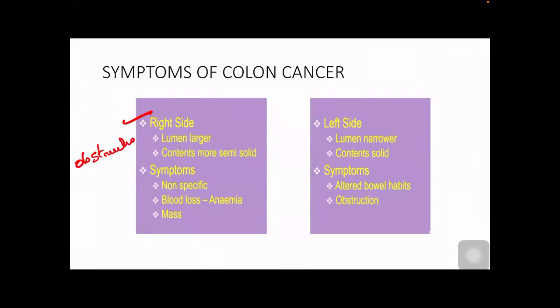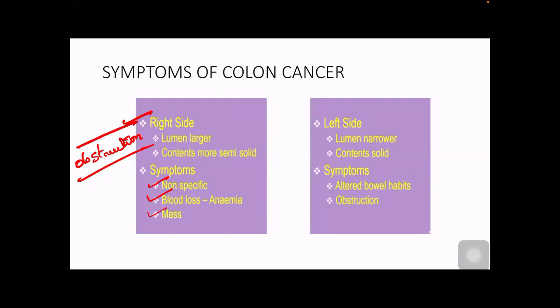And how does right side colon cancer present? They present with non-specific symptoms, and sometimes because of blood loss. They can present as iron deficiency anemia, and sometimes if it is advanced, they can present as a mass. So in an elderly male patient with iron deficiency anemia, you must investigate for a right side colonic malignancy, along with the treatment directed for iron deficiency anemia.